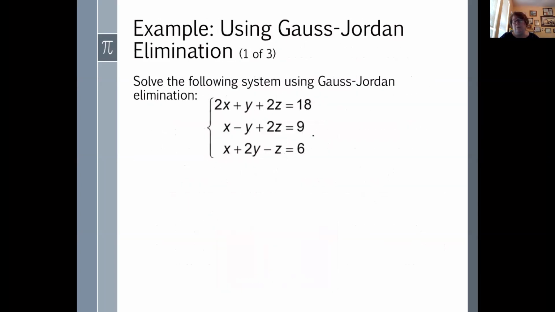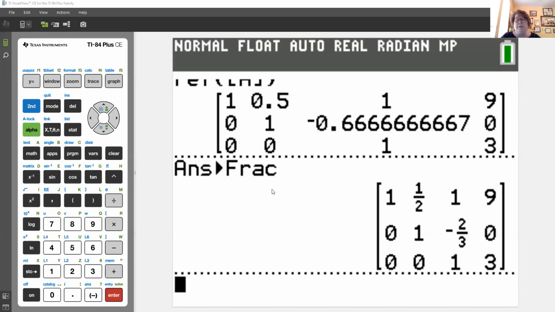Okay, this is the same system of equations that we solved using Gaussian elimination, putting it in row echelon form. Now let's go back to our calculator and let's put this matrix in reduced row echelon form using Gauss-Jordan elimination. So let me share my calculator. All right, so here we are back at the calculator. And now I'm going to take the same matrix and I'm going to put it in reduced row echelon form.